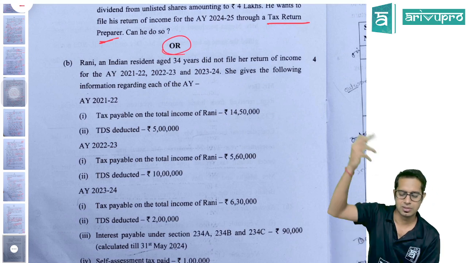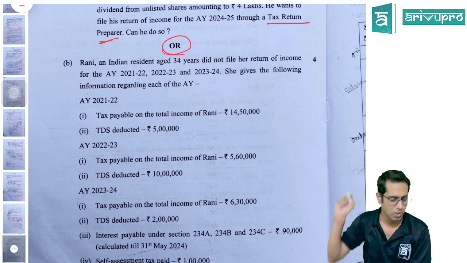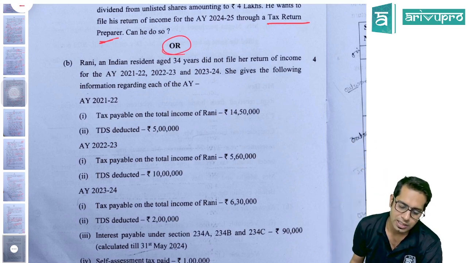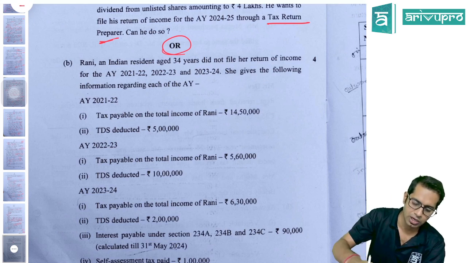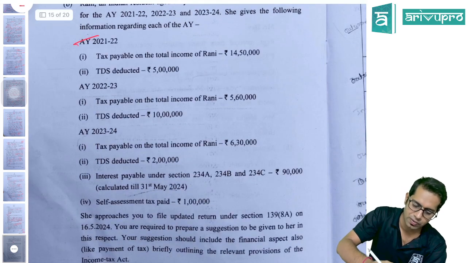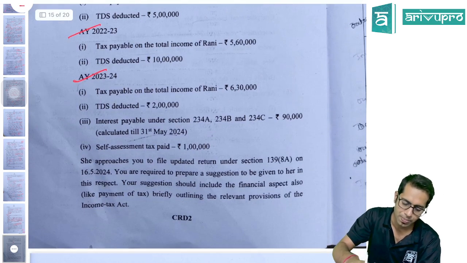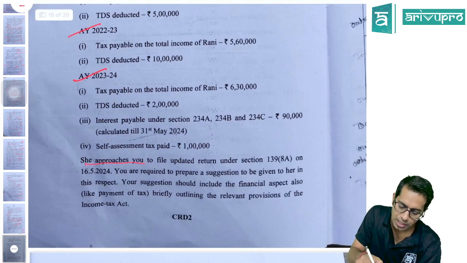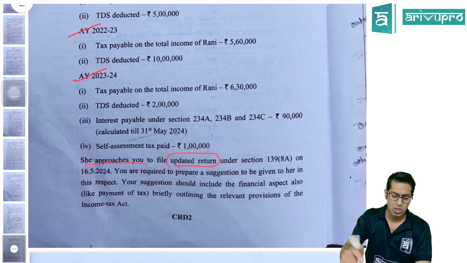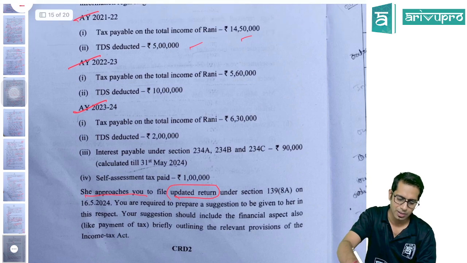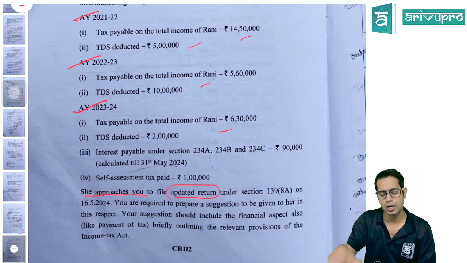Rani, an Indian resident aged 34 years, did not file her income tax return for, okay, so this is the second question. Either you answer this or you answer that. Rani, Indian citizen, did not file her income tax return for last 3 years. She gives you the following information for last 3 years: 21-22, 22-23, and 23-24. She approaches you to file her updated return.